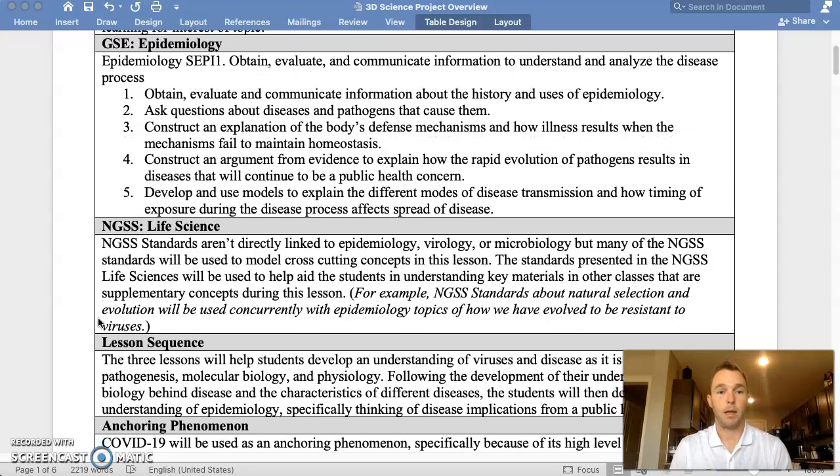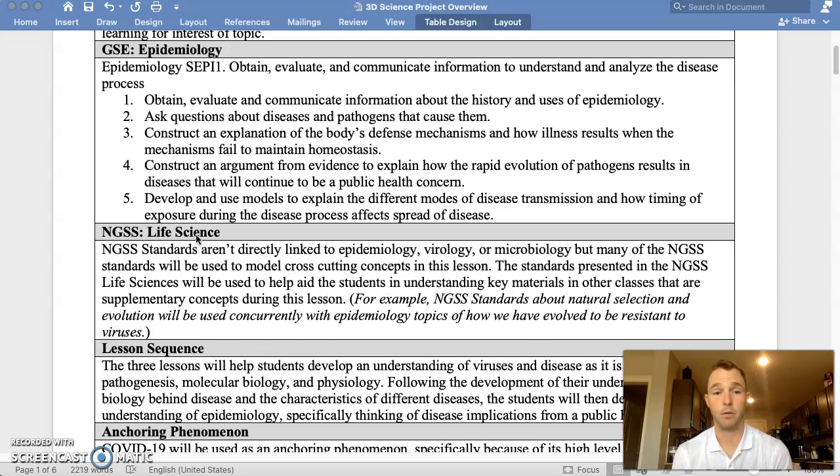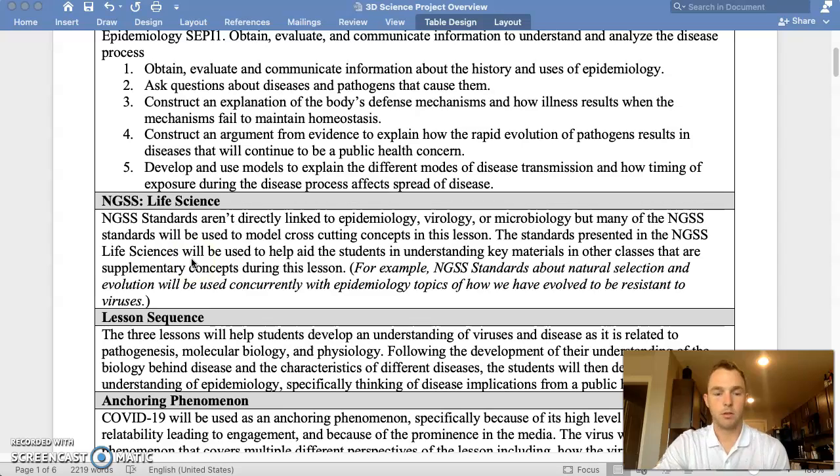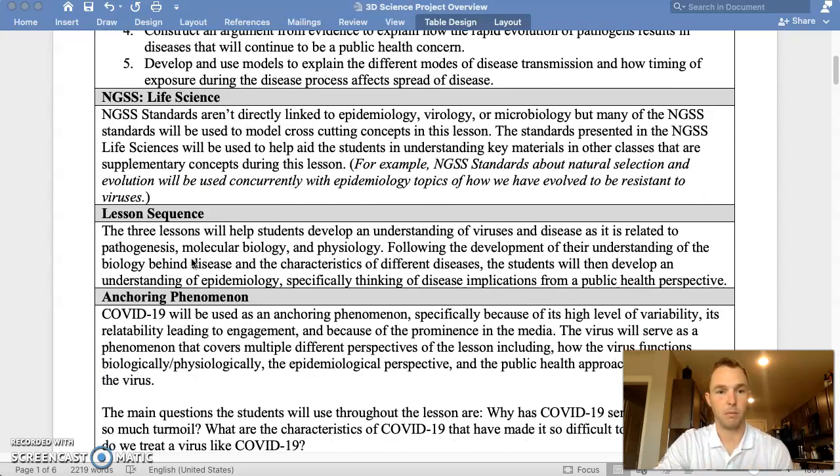So, like I said, it's EPI, and there are new GSE standards, specifically SEP 1 is going to be covered throughout this unit, which says obtain, evaluate, and communicate information to understand and analyze the disease process, which, as you can see in the bottom, I'm using COVID as my anchoring phenomenon. It's going to be a great lesson. It's going to be something that I would really want to implement, so I'm hoping that I can actually teach this class. I'm a little bit long-winded, so I'm going to try and get through this within my 15-minute time limit.